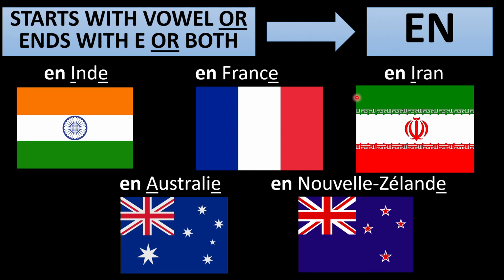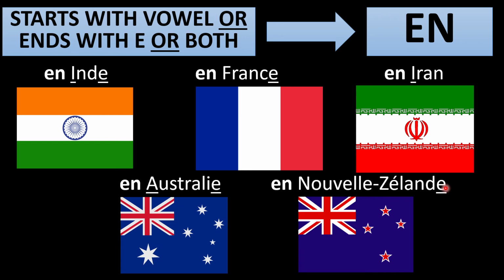J'habite en Iran. Now Australia, it changes a little bit in French, becomes Australie. So now here again, both the conditions are met. Okay, starts with a vowel and it ends with an E, just like India. So you have to say en Australie. And the last example is Nouvelle-Zélande, which is New Zealand. It ends with an E. Okay, it doesn't start with a vowel, but that's not important. The second condition is met. It ends with an E. So you have to say en Nouvelle-Zélande. Okay, you want to say I'm studying in New Zealand, you would say j'étudie en Nouvelle-Zélande.